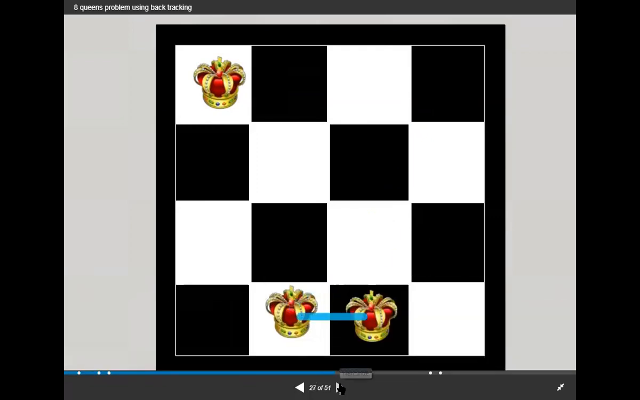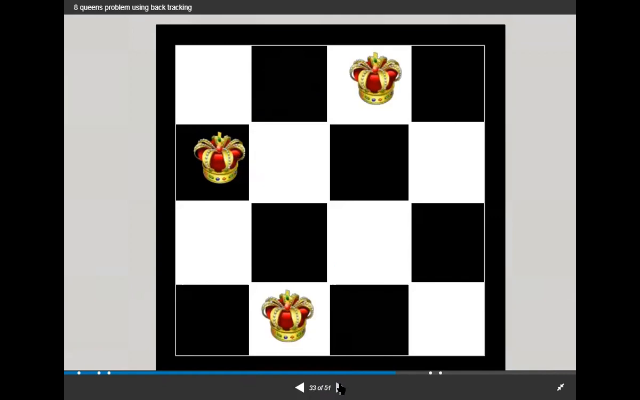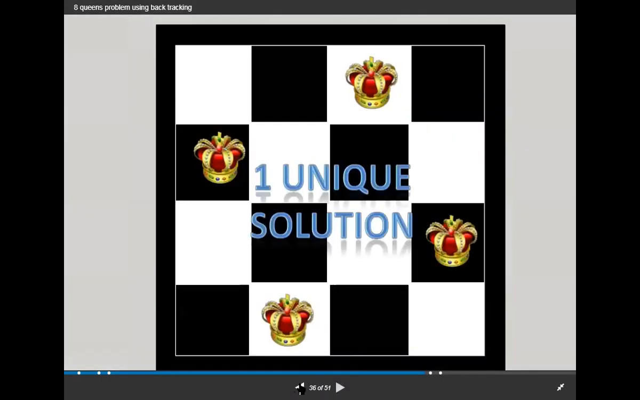Okay. Then I place here. It is not possible. Then I change the first queen position here, and here also some not possible is there. Here I am checking all possible conditions. Okay.